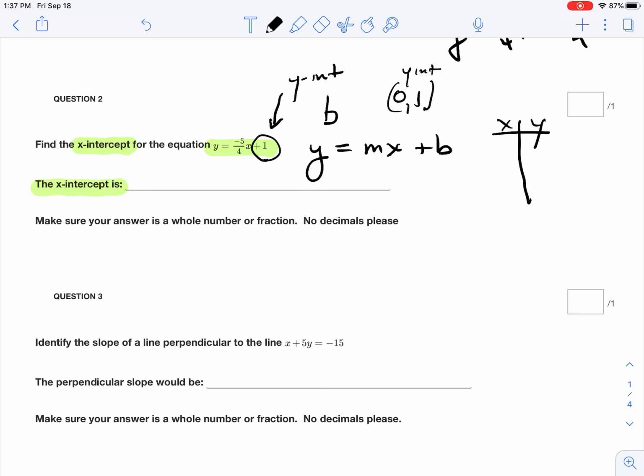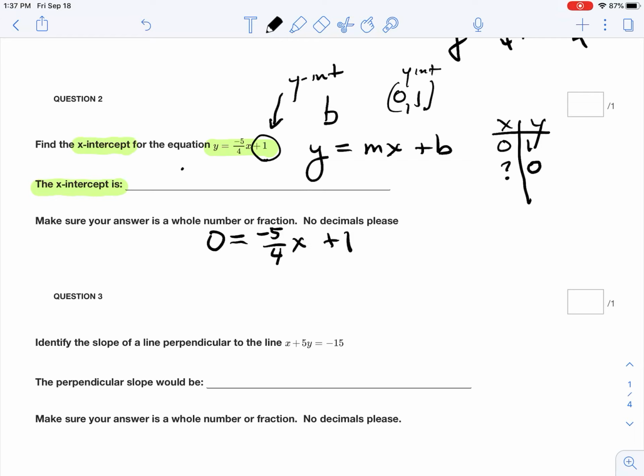And what I want you to recognize is that when 1 is the y-intercept, x is 0. So I already know that, but now I want the x-intercept, and it's just the opposite. I have a 0 for y. I need to find out what that is. So I'm just going to plug it in. When y equals 0, in fact, I'll do it down here, 0 equals negative 5/4 x plus 1.